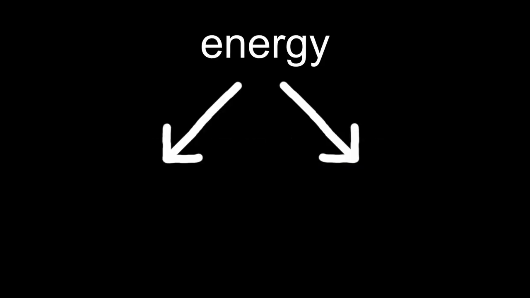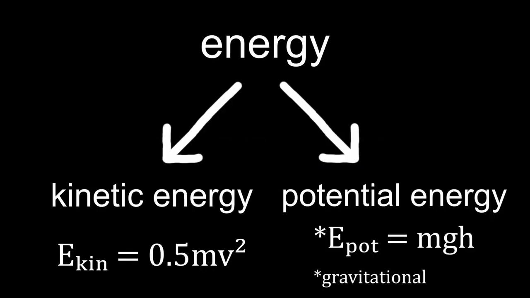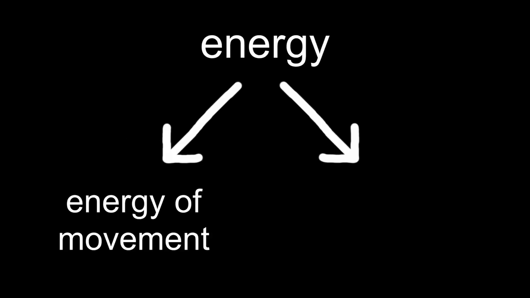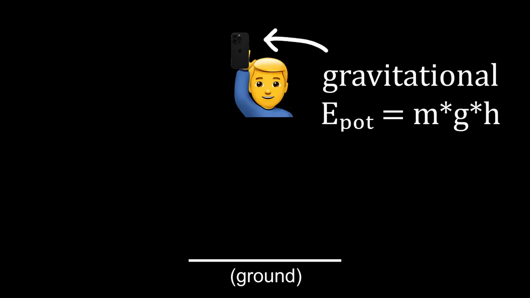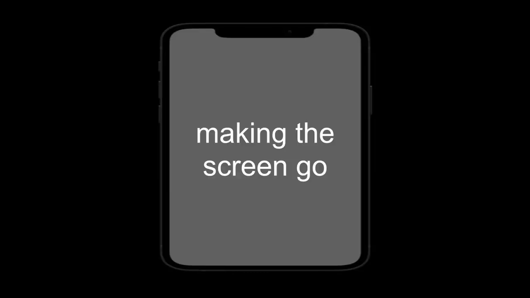You see, there's two main kinds of energy, kinetic energy and potential energy. In plain English, energy of movement and stored energy due to some circumstance. For example, when you held your phone, it stored gravitational potential energy due to being held above the ground at a certain height. Once you dropped it, that potential energy was converted into kinetic energy as the phone fell. Then it smashed into the ground, and the phone absorbed some of the energy, making the screen go boom.